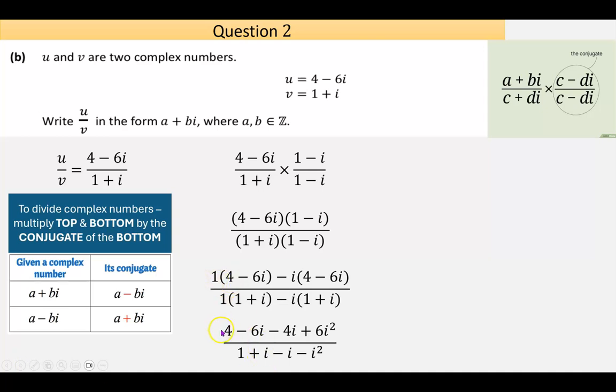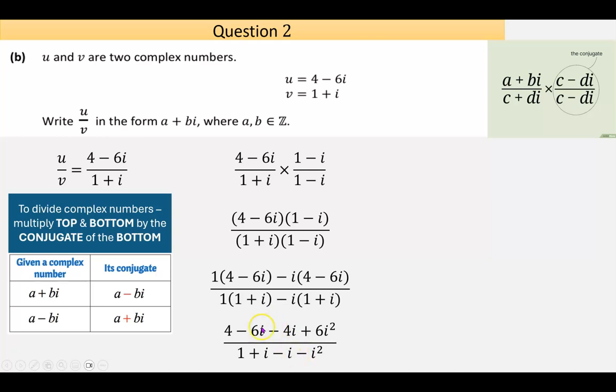So 1 by 4 is 4. 1 times negative 6i is negative 6i. Then minus i by 4 is minus 4i. Minus i by minus 6i, minus by minus is a plus, and i by 6i is 6i squared, just the same as x by 6x is 6x squared. Now all the way across the bottom, 1 by 1 is 1. 1 by i is i. Minus i by 1 is minus i. Minus i by plus i is minus i squared.